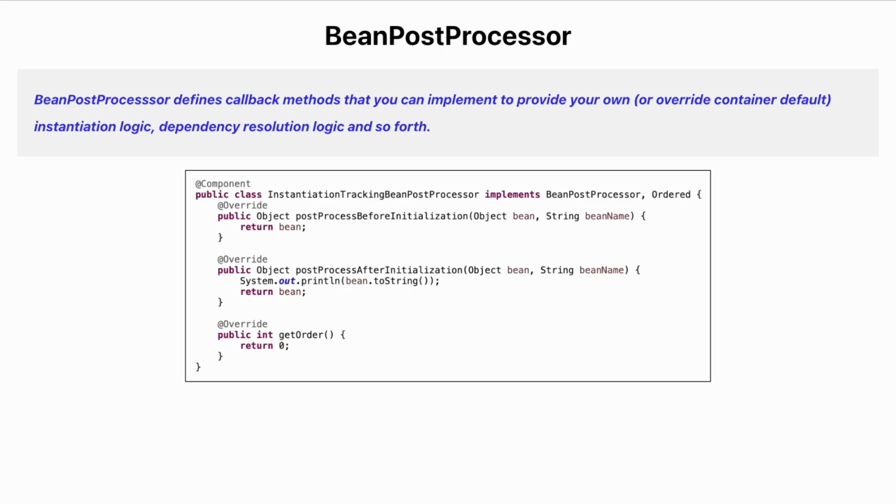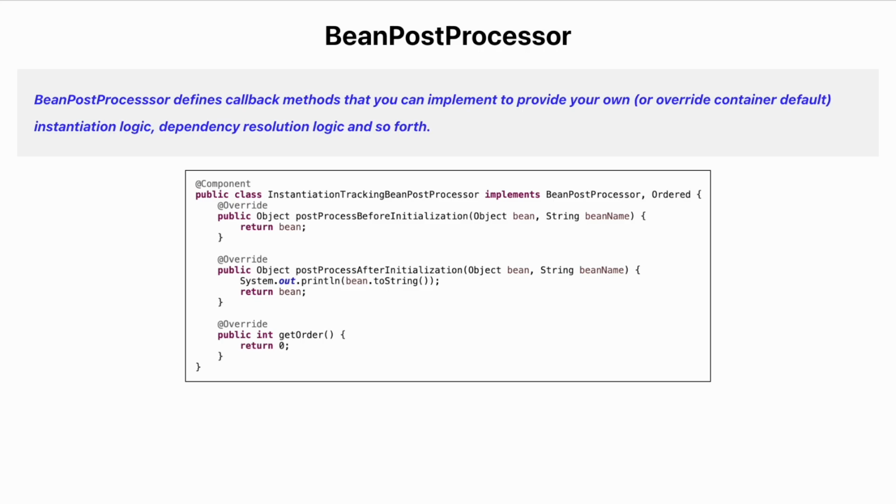Bean post processor. BeanPostProcessor defines callback methods that you can implement to provide your own instantiation logic, dependency resolution logic, and so forth. If we want to implement some custom logic after Spring finishes instantiating, configuring, and initializing a bean, you can plug in one or more custom BeanPostProcessor implementations. Its order of execution can be controlled by setting the order property by implementing the Ordered interface.